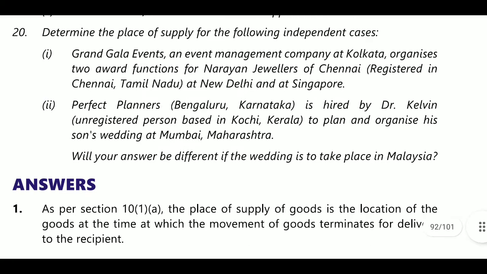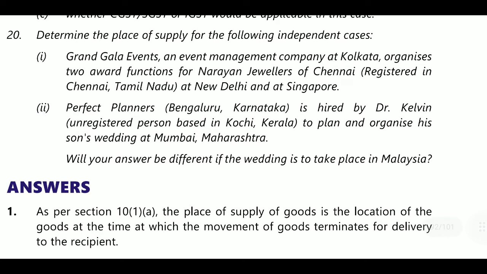Next, Perfect Planners, Bengaluru, Karnataka, is hired by Dr. Kelvin, an unregistered person based in Kochi, Kerala, to plan and organize his son's wedding at Mumbai, Maharashtra. So the event is being organized at Mumbai. If the wedding is actually held in Mumbai, it will be treated as Maharashtra. If the place is outside India, it will be treated as the location of the recipient, that is the unregistered person in Kochi, Kerala, as if the event were conducted in Malaysia.